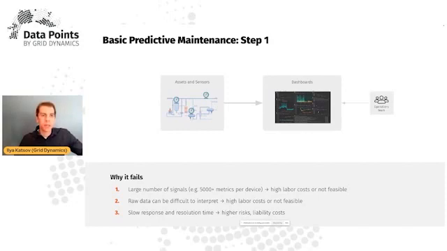Second, this raw data can be difficult to interpret, and in many cases it requires a very high qualification to understand what these metrics really mean, which complicates the monitoring process even more. And finally, manual monitoring typically results in slow response and resolution times, which creates high risks and potentially high liability costs associated with resolution of these anomalies. Because of these reasons, this basic approach is typically not feasible. But we can make a number of improvements to make it work in practice.